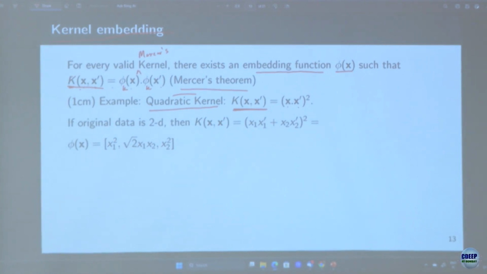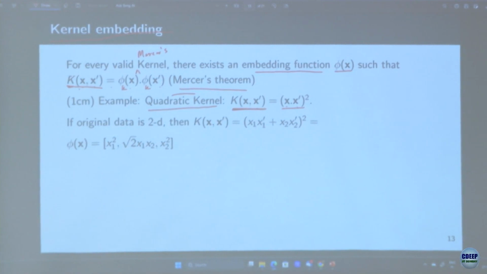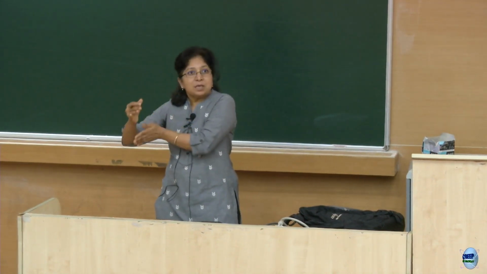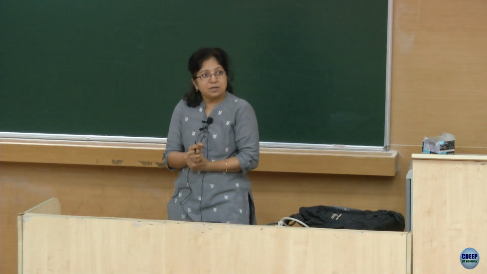So let's say our kernel is this. Our kernel function takes two points and computes their dot product, which is a real value, and it returns the square of the dot product. That is how we compute the similarity between two given points. Now, corresponding to this kernel function, we want to independently embed each of these points so that the dot product of these embeddings will give us the same value as what we would get through the kernel function.